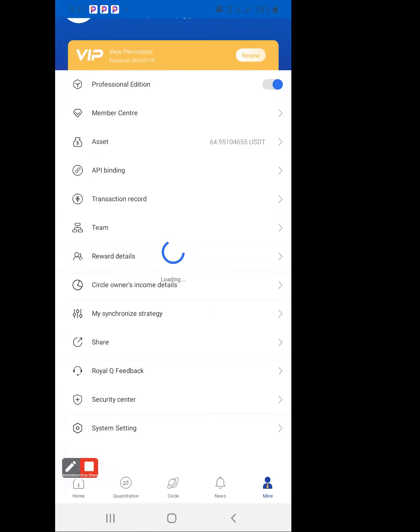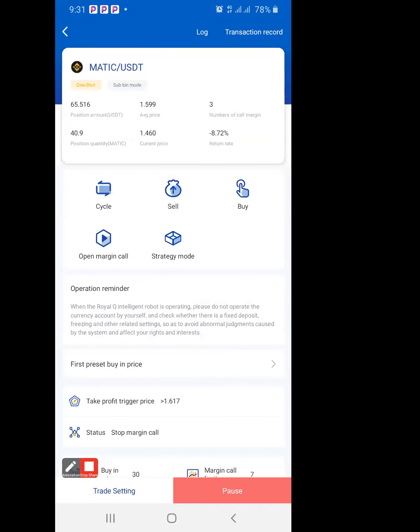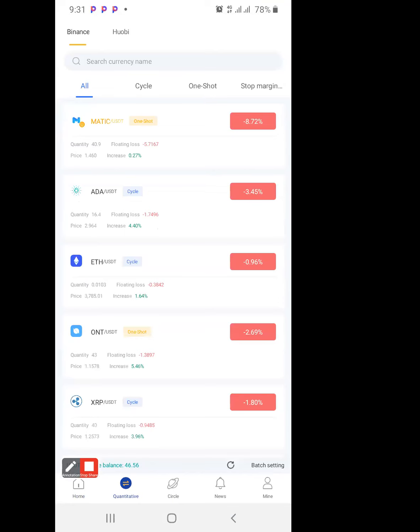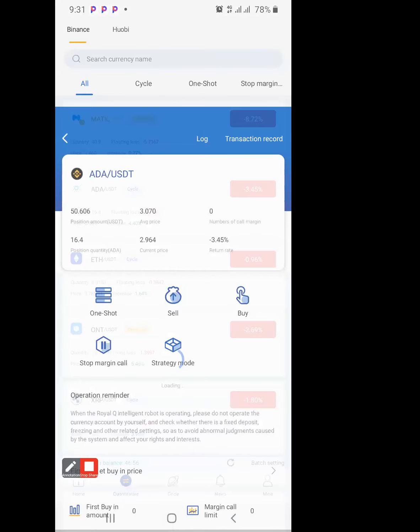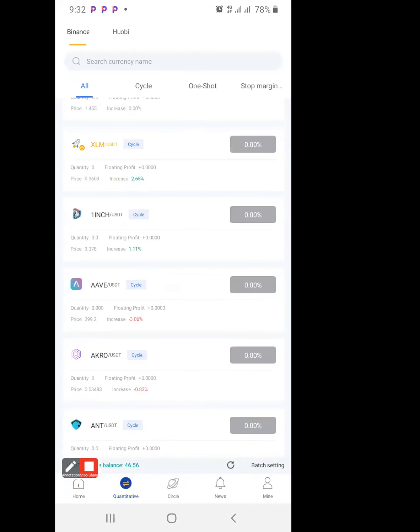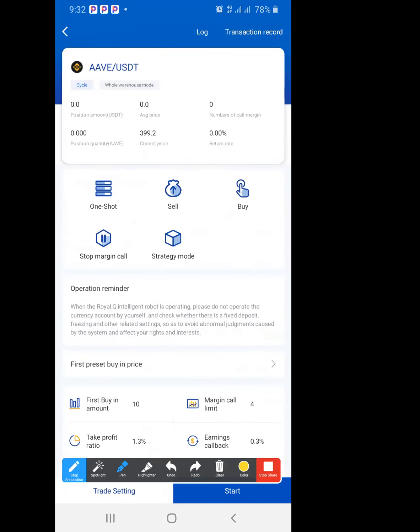Because of time, let me quickly go to it. For the first time, if you are taking a trade, you go to quantitative and click any coin. Let me click one that has no trade on it. Okay, let me click AAVE, for example. At the top here, you don't have any figure because you're not taking any trade yet.